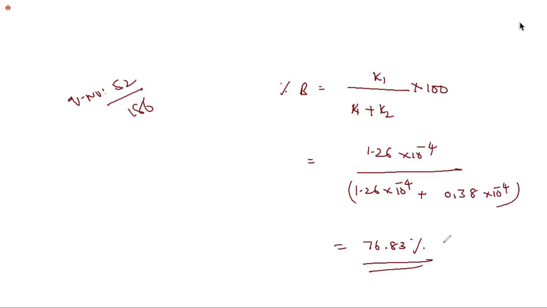So 100 minus this, if you do this, you will get the percentage of C. Need not solve, because only two are there. 23.17, that's it.